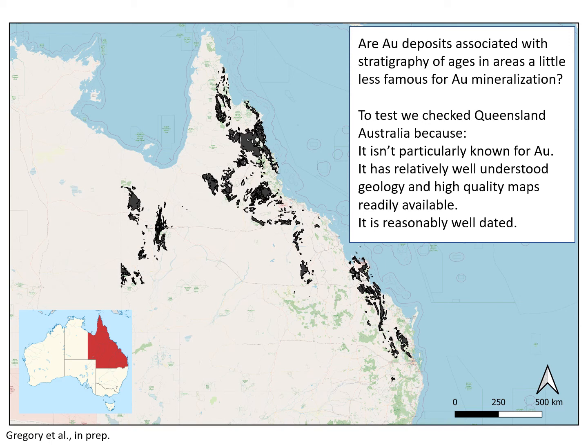And we also wanted an area that was relatively sparse in the age of prospective stratigraphy, but still had some. Queensland was a good match for this, and it also had decently well understood geology, and high quality geological maps that were readily available in an easy to use format. And this map shows in black the time periods of prospective stratigraphy in Queensland.